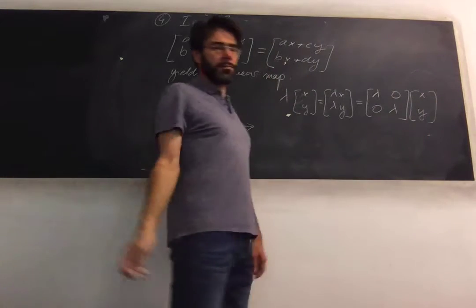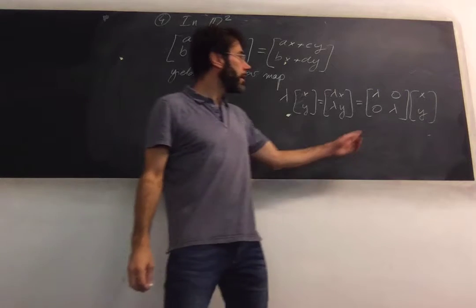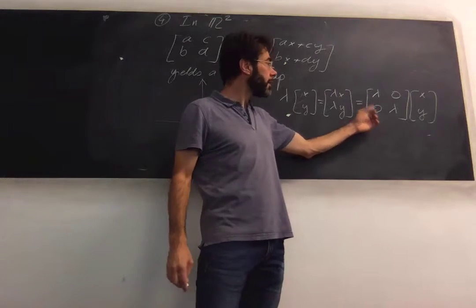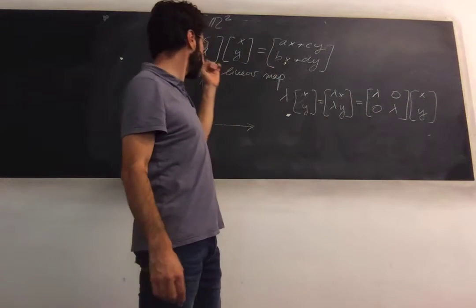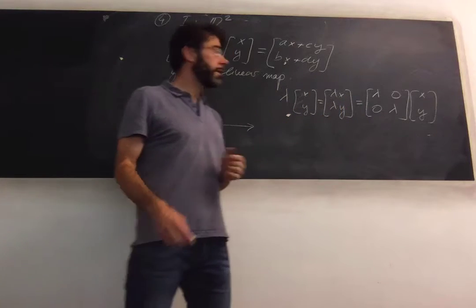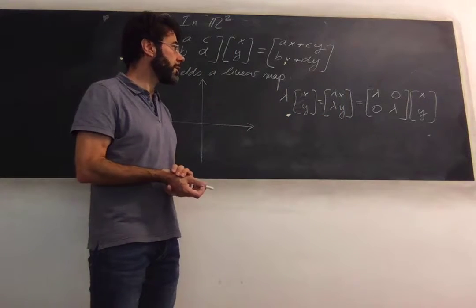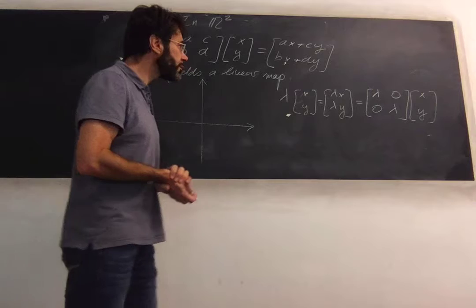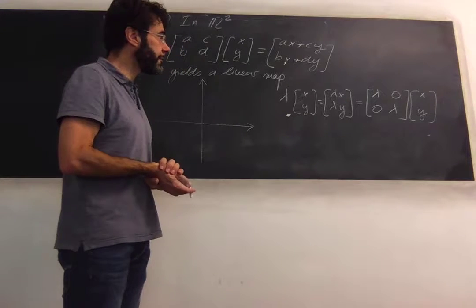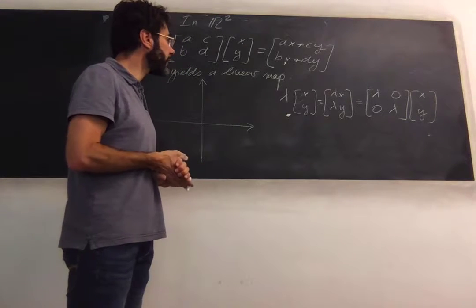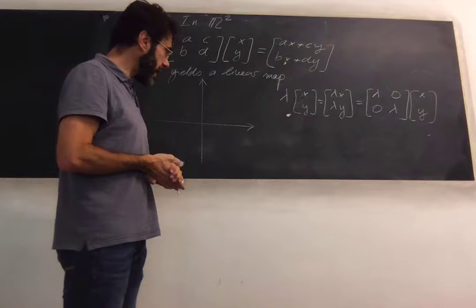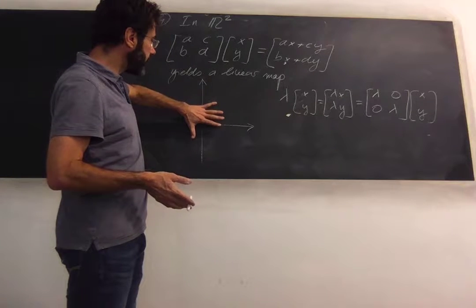Because you're wasting lots of chalk in order to do that. But it just connects the idea that matrices can represent certain types of linear maps. But this is a very easy one to write. Other linear maps that we can have are, for example, rotations.